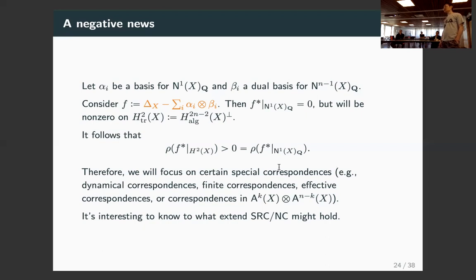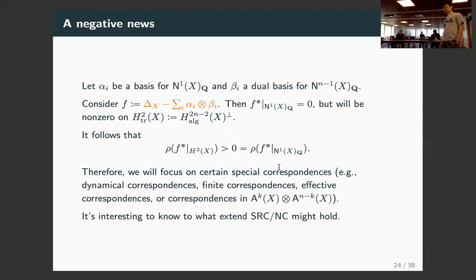If you consider this correspondence, then by the construction, the correspondence acting on algebraic divisors is trivial, but it's non-trivial on the transcendental part. Here, transcendental part means the orthogonal complement of these algebraic 1-cycles. So it follows that the spiral radius of this correspondence on H2 is non-trivial, so it's positive. But on the other hand, the spiral radius on divisors N1 is 0.